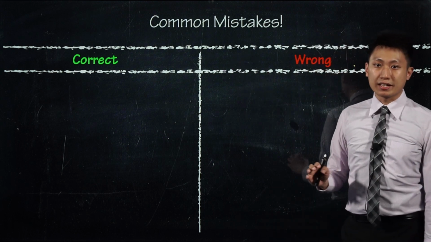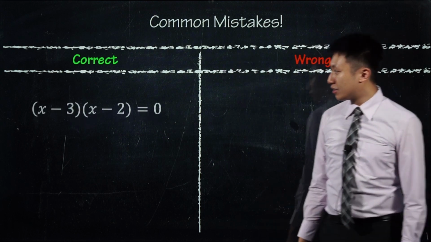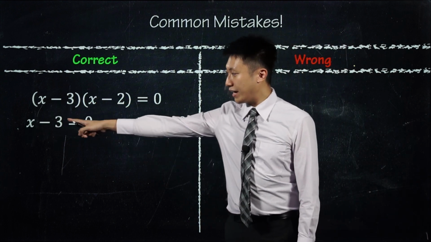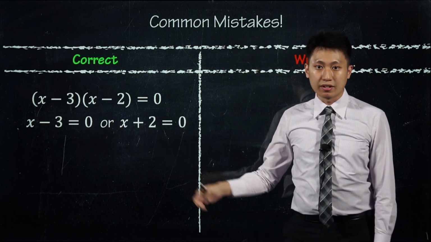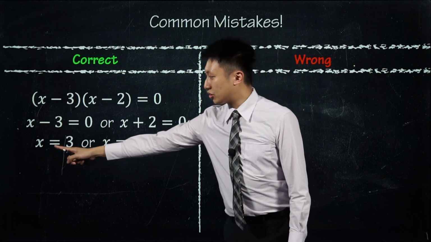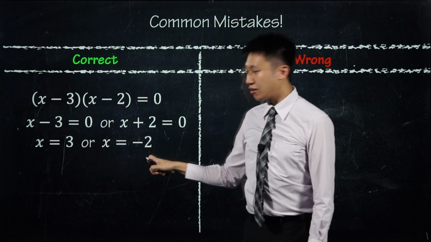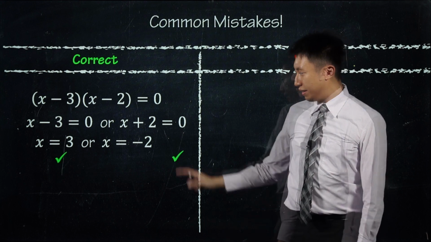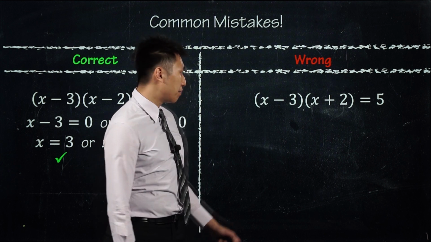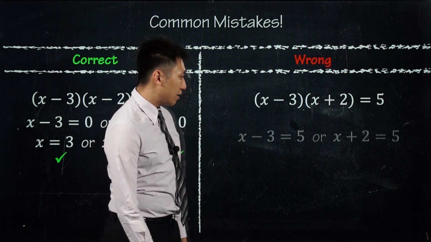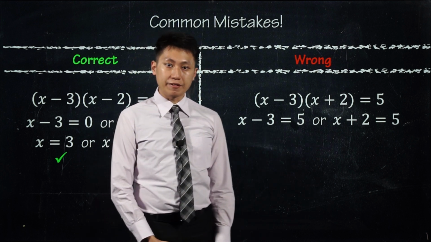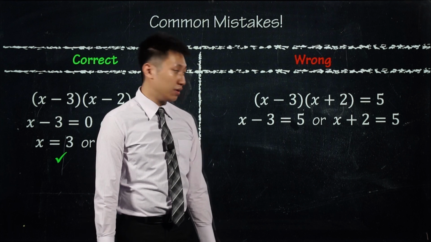This is the common mistake that a lot of you make. If you have these two things multiplied, you get 0. Then you get x minus 3 equals 0, or x plus 2 equals 0. The argument, I've talked about it already, and you should be able to get it. So either one of them is 0, so this one is equal to 3, or this one is equal to negative 2. Then they are correct. So what is wrong here? If you have two things that multiply to be equal to 5, can you say that x minus 3 equals 5, and also the other one is equal to 5? The answer is definitely no.